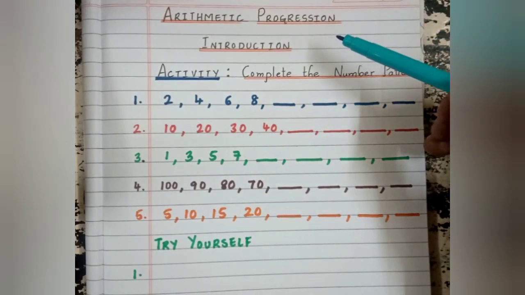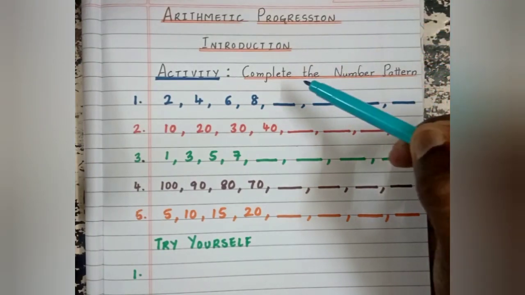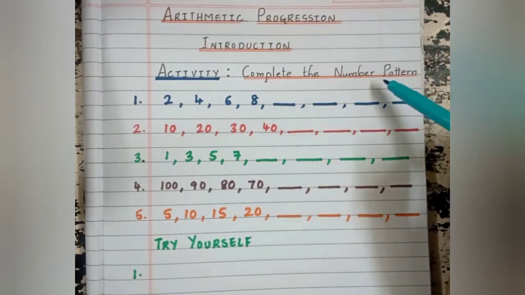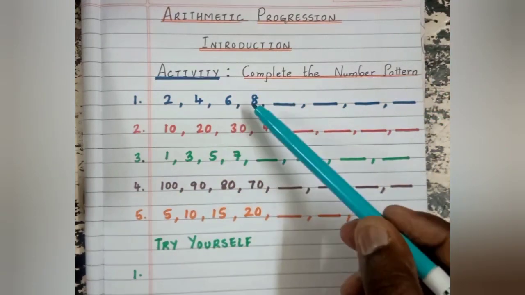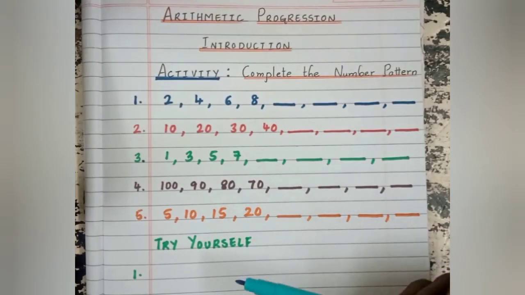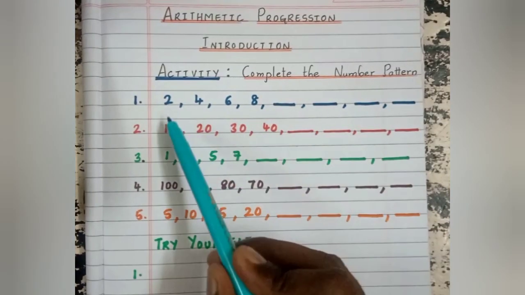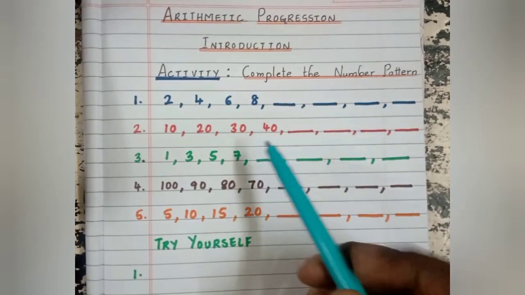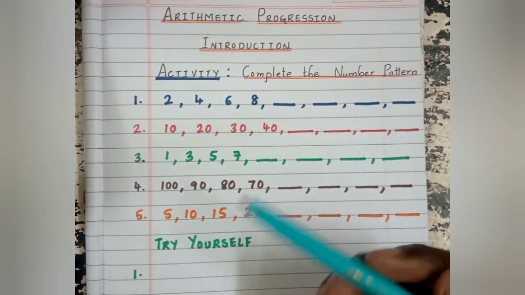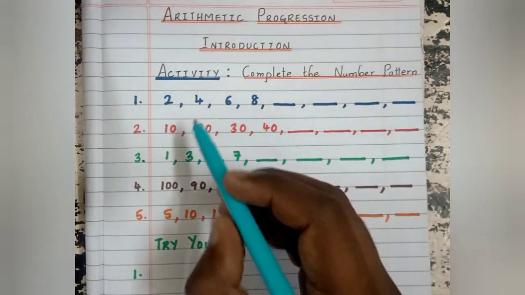Let's begin the chapter Arithmetic Progression by doing some activity. Complete the following number patterns. Observe the pattern and write the next numbers of the pattern. Students, take a rough sheet and complete the patterns.